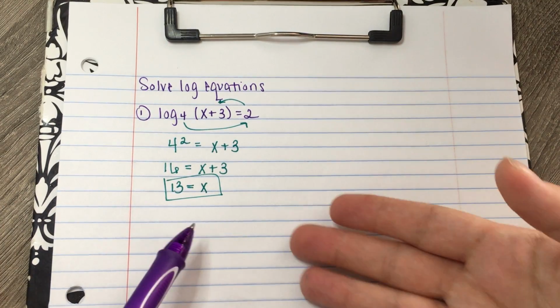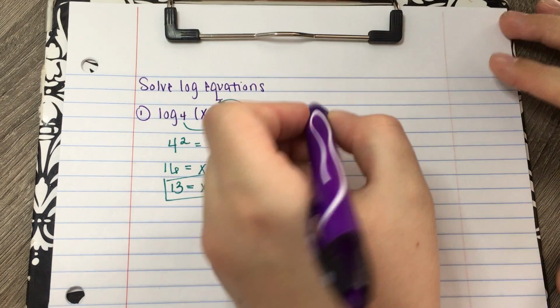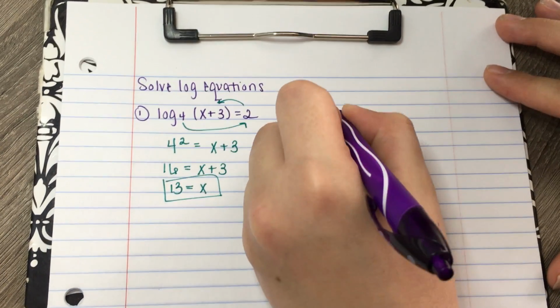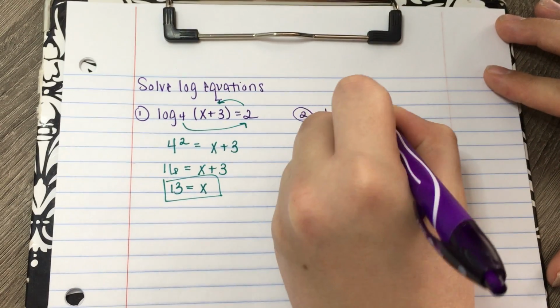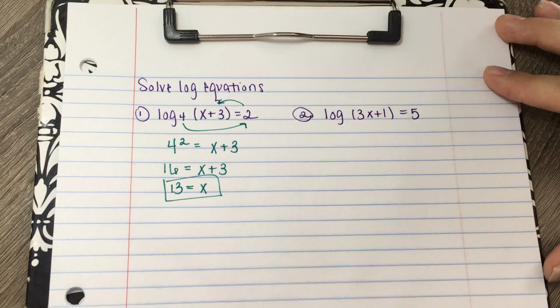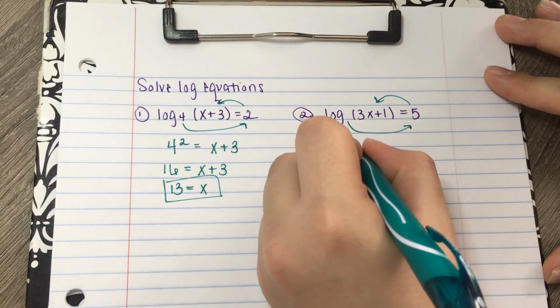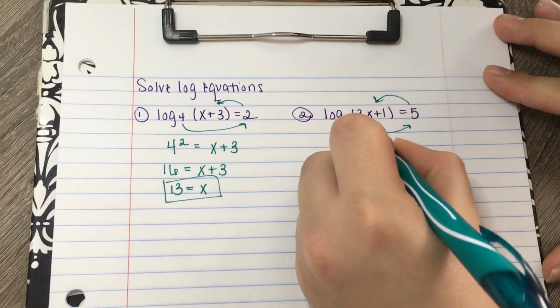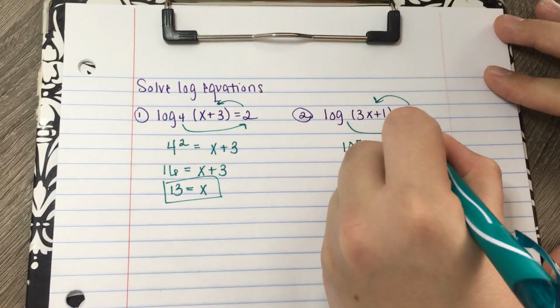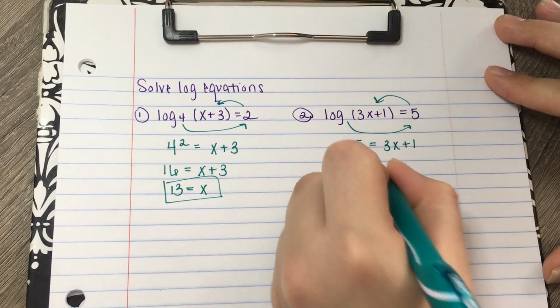All right, so this is an example where you can just scoop and loop around, rewrite in exponential form, and then solve for x. And then here, number 2, we have log of 3x plus 1 is equal to 5. And then this is a common log problem. So when I scoop and loop around to rewrite in exponential form, this reads 10 to the 5th is equal to 3x plus 1. And then 10 to the 5th is a 1 with 5 zeros.